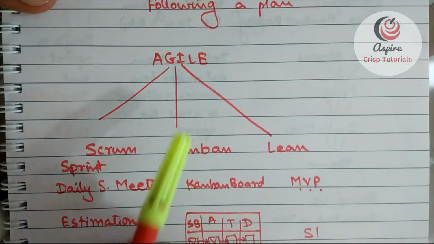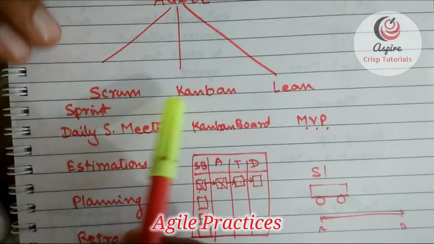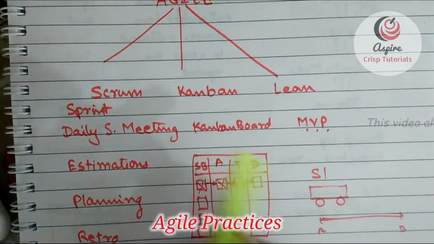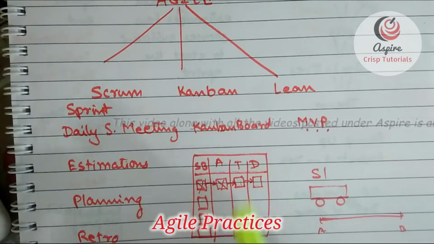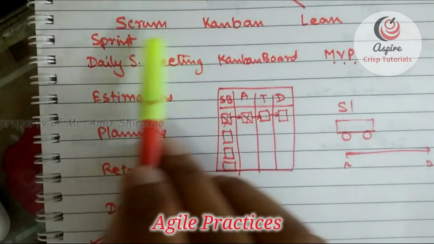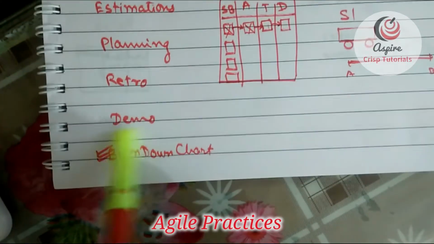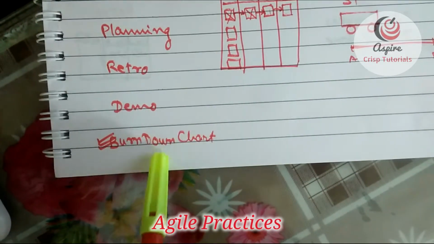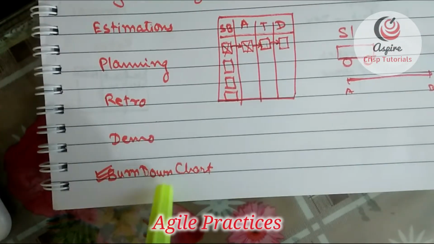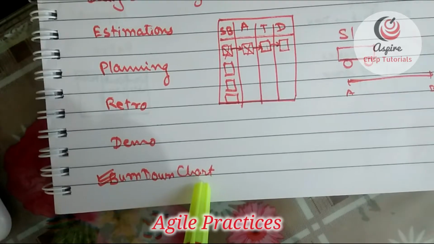So any practice which follows these four agile values is called an agile practice. So there are many types of agile practices like Scrum, Kanban, Lean, XP, etc. But usually all the projects follow a combination of these three agile practices. So from Scrum, people usually derive the concept of sprint, daily Scrum meetings, estimations, plannings, retrospective meetings, demos, burn down chart. Yeah, burn down chart is an extremely important Scrum ceremony, and it's a great addition to project management, because it gives you a clear idea whether the team is on track or not.